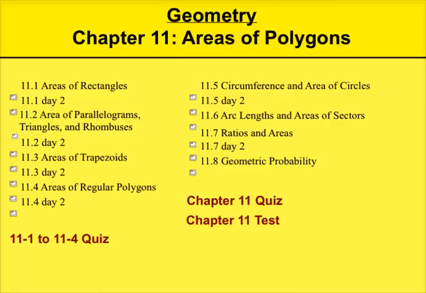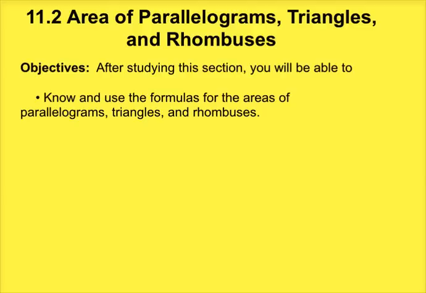Chapter 11, Areas of Polygons. Today we're going to cover Section 11.2, Areas of Parallelograms, Triangles, and Rhombuses. Our objectives will be to know and use the formulas for the areas of parallelograms, triangles, and rhombuses.